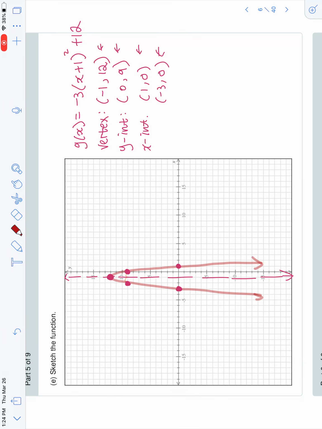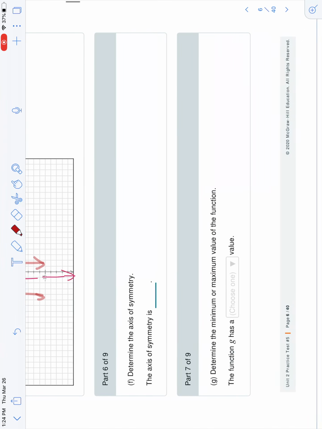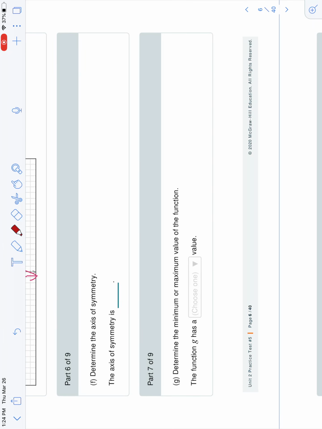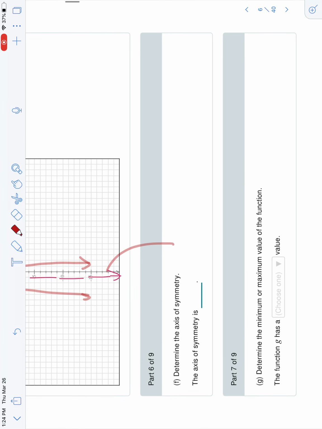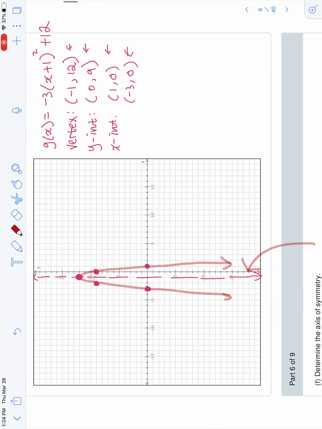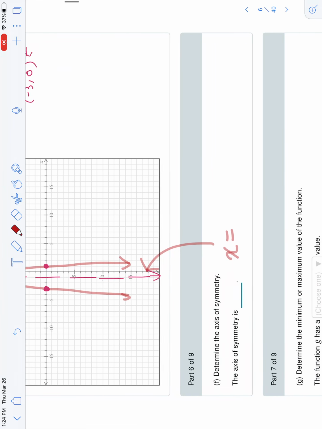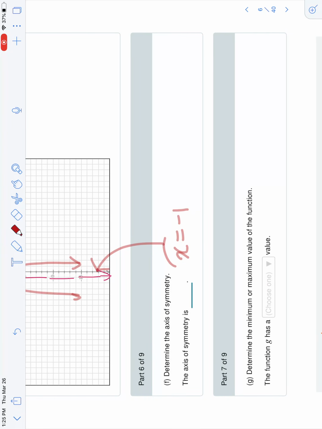As you saw, number 1 was given in standard form. Number 2 is given in vertex form. I'm going to have one of each on your exam too, and I want you to be able to work with both forms, okay? All right. F. Determine the axis of symmetry. Oh, we already found that earlier. The axis of symmetry is really the x-coordinate of the vertex. And the x-coordinate of the vertex was -1, right? So x equals -1 is what you want to type in.